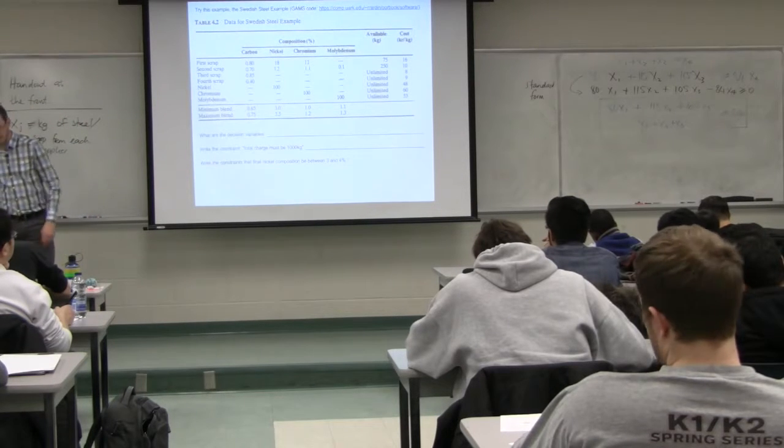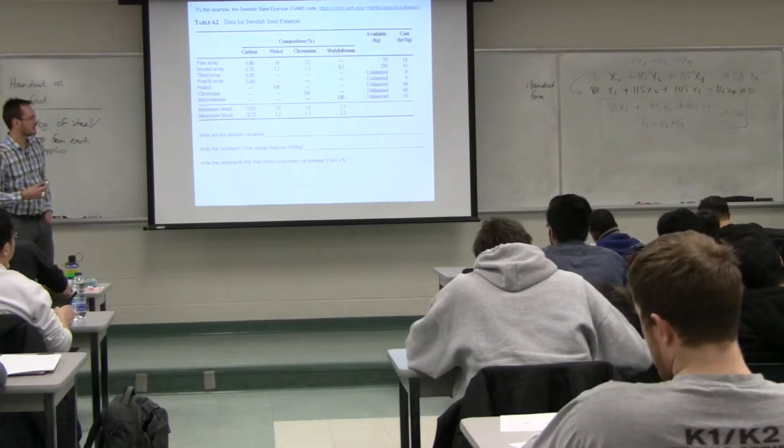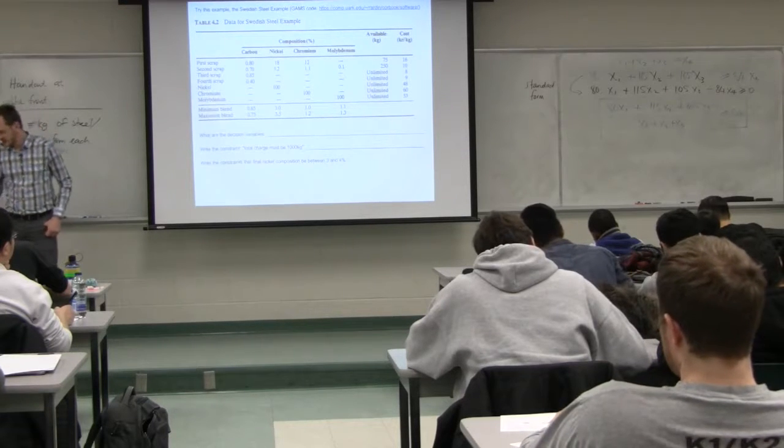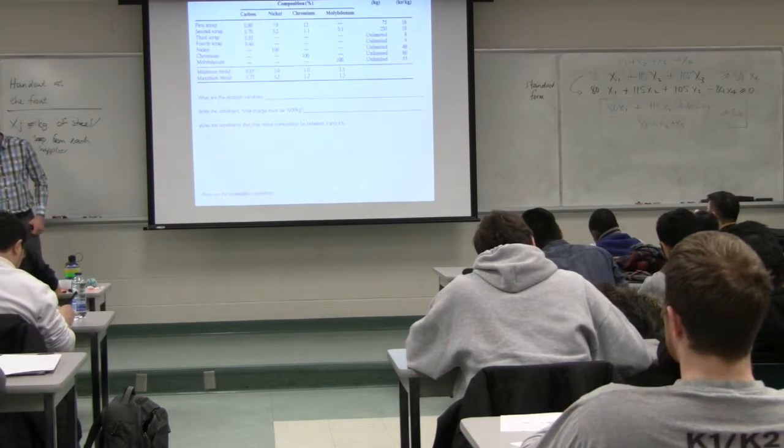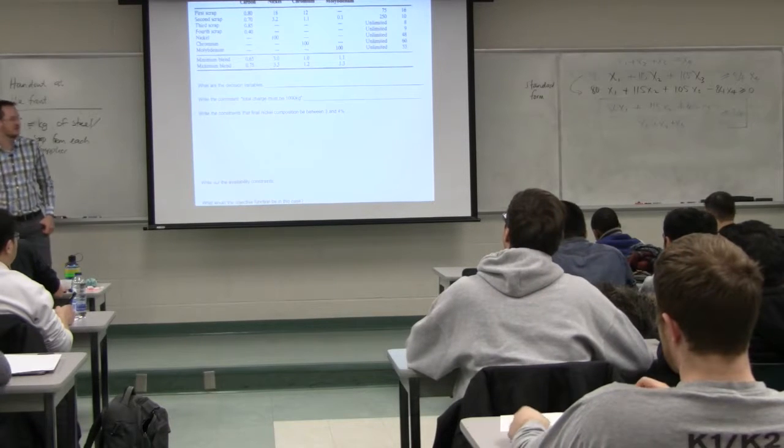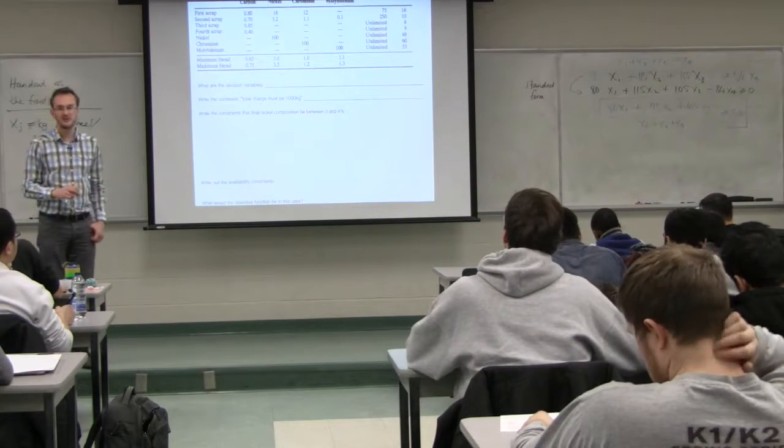Now, as is common with blending problems, we saw that with the octane as well. Give this one a go. Write out the constraints that the final nickel composition of the blend must be between 3 and 4%.